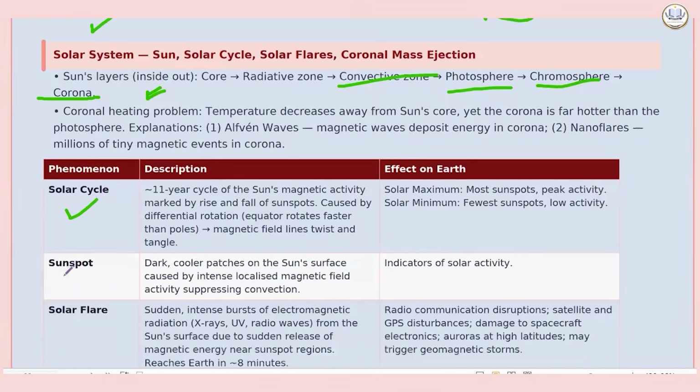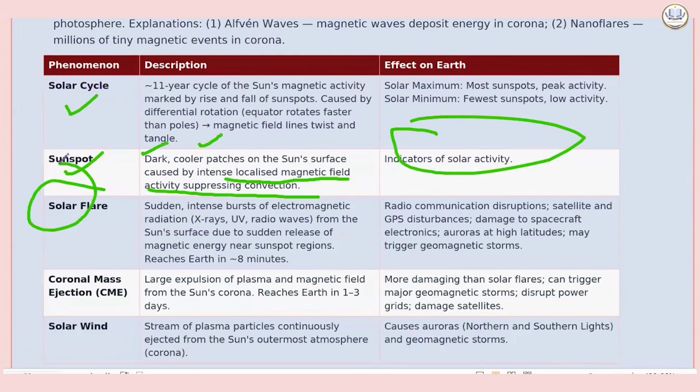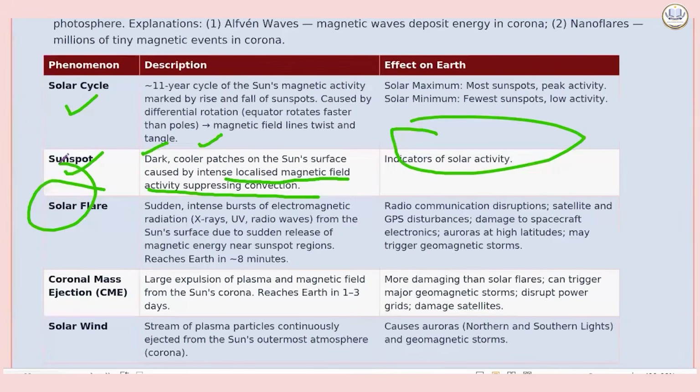Then sunspots are dark, cooler patches on the sun's surface caused by intense localized magnetic field actively suppressing convection, an indicator of solar activity. Then we have solar flares. So sudden intense burst of electromagnetic radiation like X-rays, UV, radio waves from the sun's surface due to sudden release of magnetic energy near sunspot region.